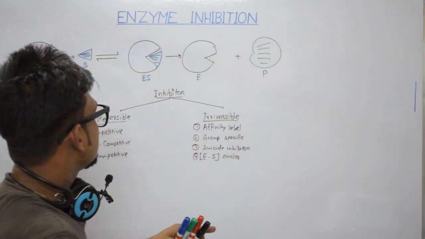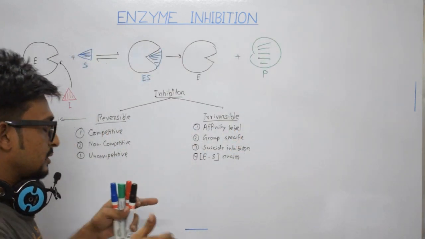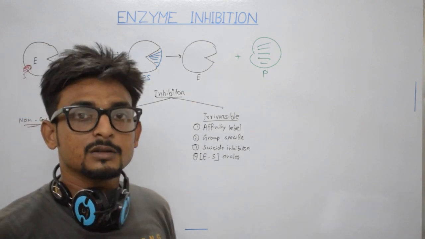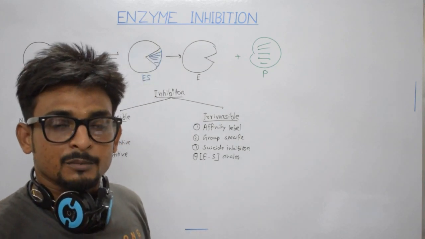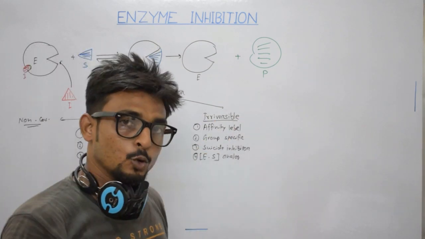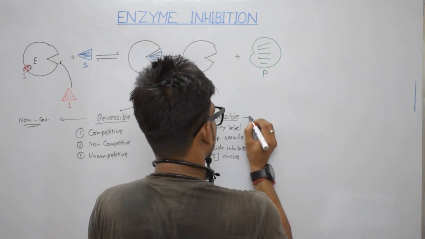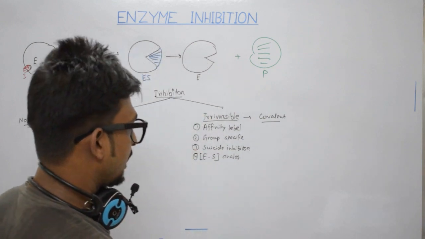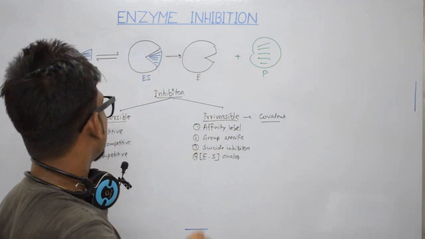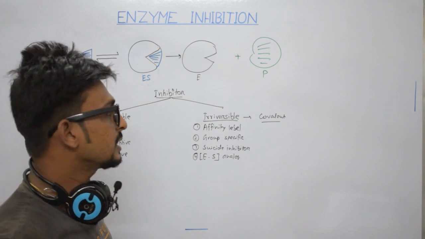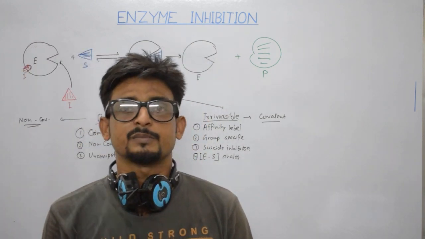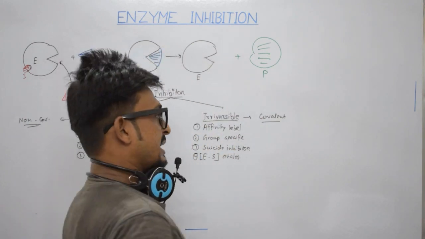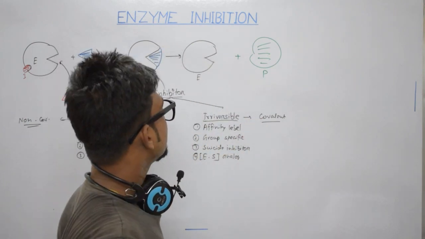And irreversible is just the opposite of reversible. Okay, we cannot recover the enzyme's activity, because here the interaction is a covalent interaction. The covalent interaction goes on between the enzyme and the inhibitor. Okay, it is very much stronger. We cannot separate the enzymes from the inhibitors.